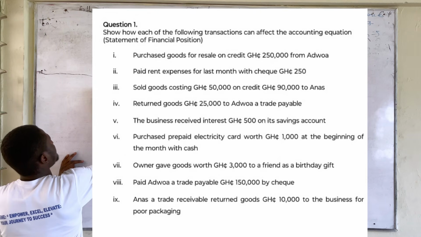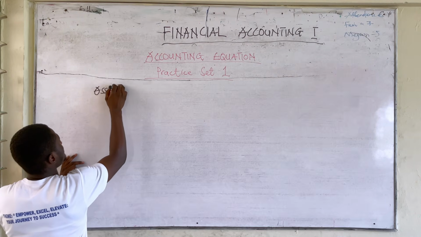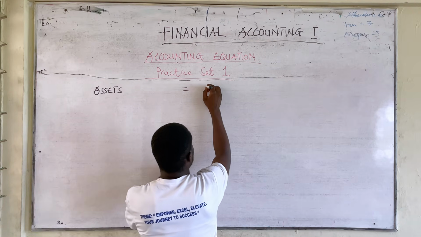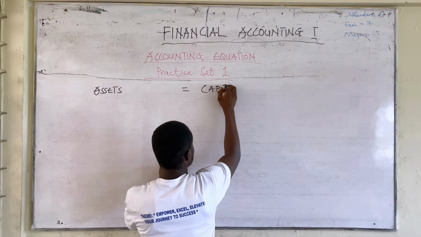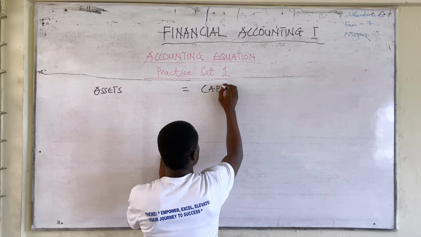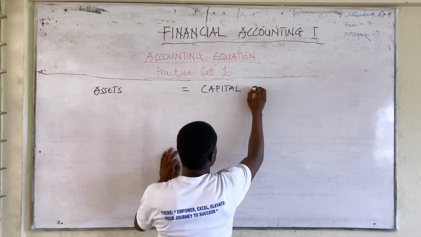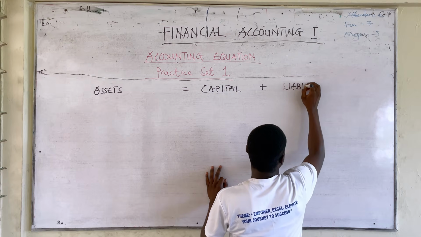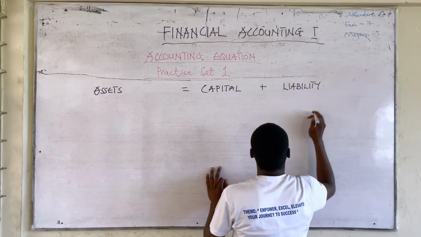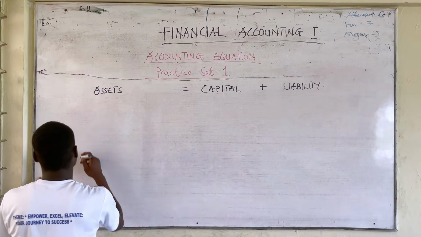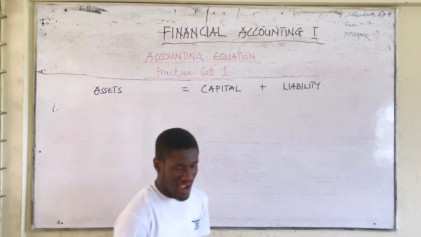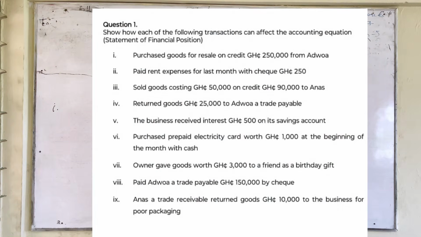So we know that the accounting equation is assets equals capital plus liabilities. Good. So we come to I. I says we purchase goods for resale on credit 250,000 from Adwa.